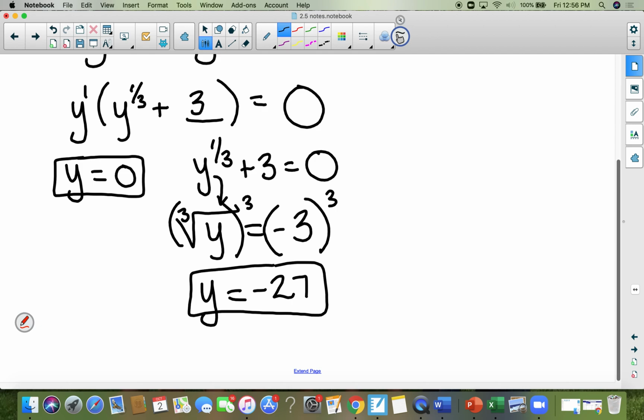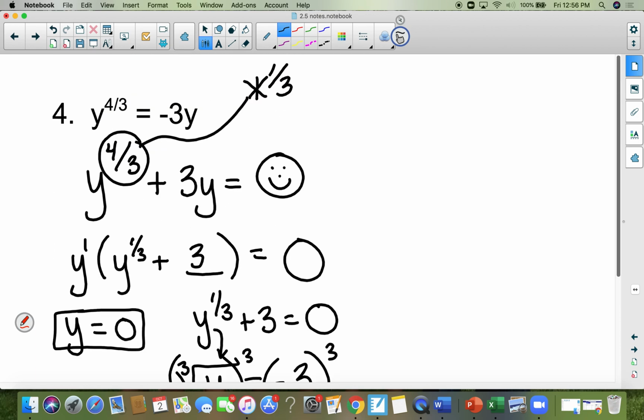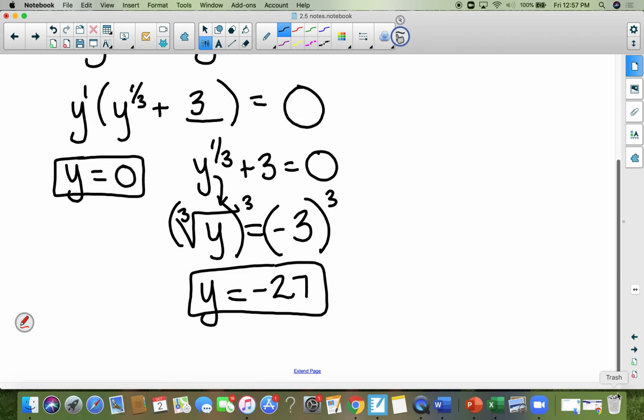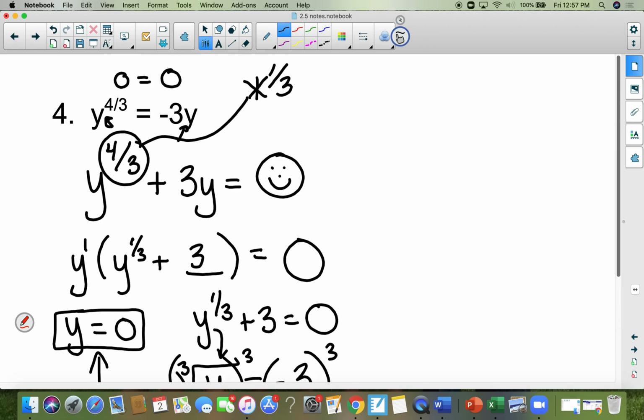When you plug 0 back up into the problem, 0 to the 4/3 equals -3 times 0. If you plug 0 here and 0 here, it equals 0 equals 0. So that's true. So this one works. And if you plug -27 up there, let's check it really fast.